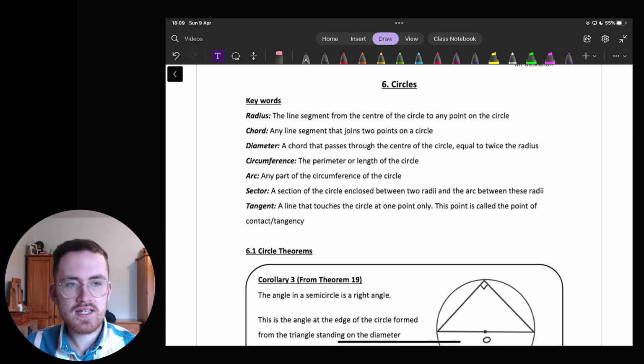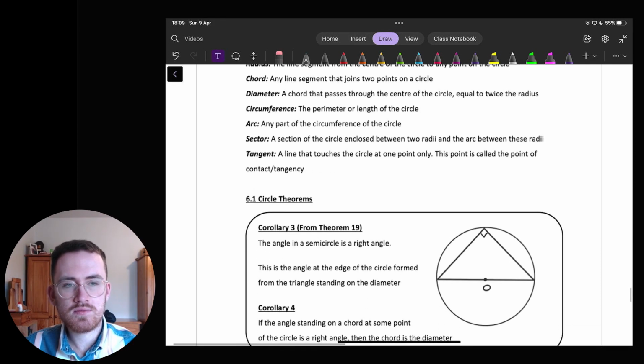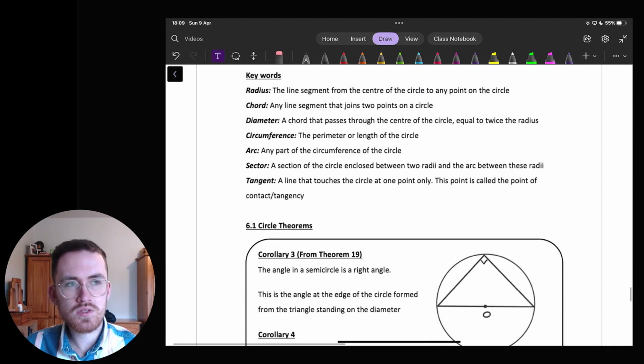It's twice the radius. Circumference is the perimeter or the length of the circle, so sometimes it's called the length of the circle. Arc is any point in the circumference. Sector is a section of the circle between two radii, and the tangent then is a line that touches the circle at one point only. So again, all of these words we should be fairly familiar with.